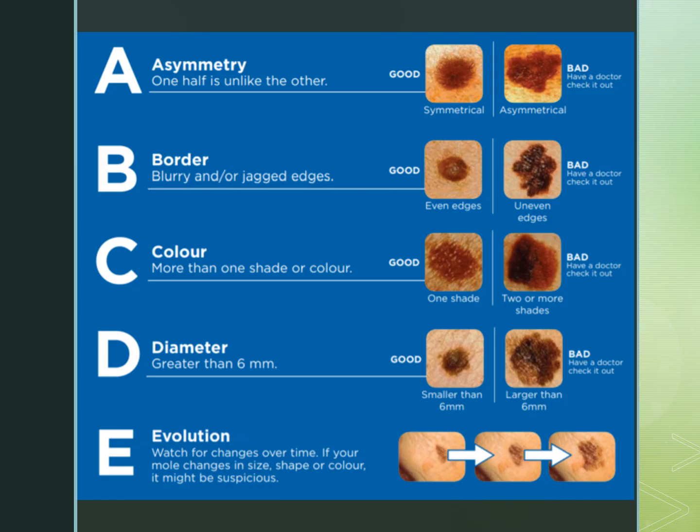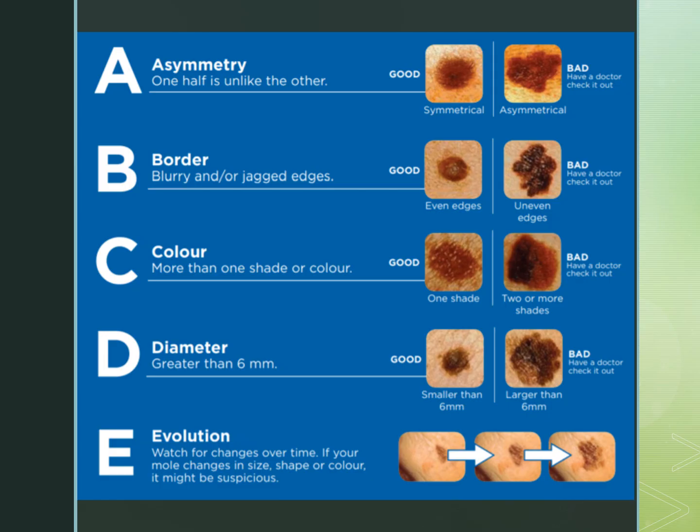Border, we look at the edges of the mole or lesion and we see if this is normal, meaning smooth and even borders. What is concerning is more of irregularly shaped, jagged, or blurry edges. C for color, we're assessing the color throughout the lesion. Normal would be one consistent color. Concerning would be multiple colors like brown, black, red, white, blue, and variation is a key warning sign.